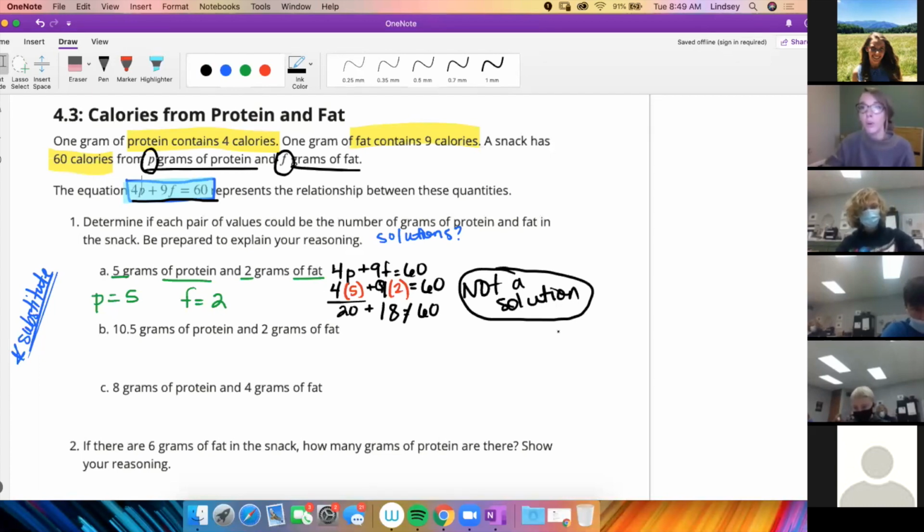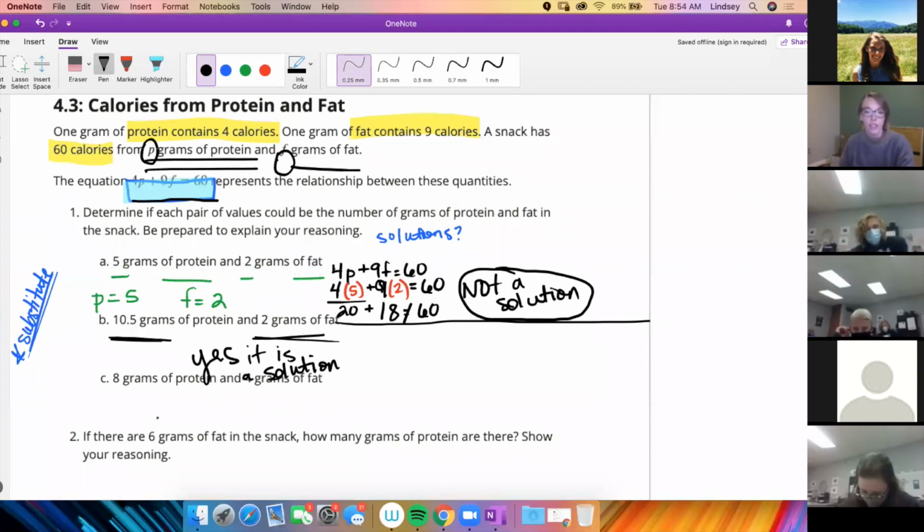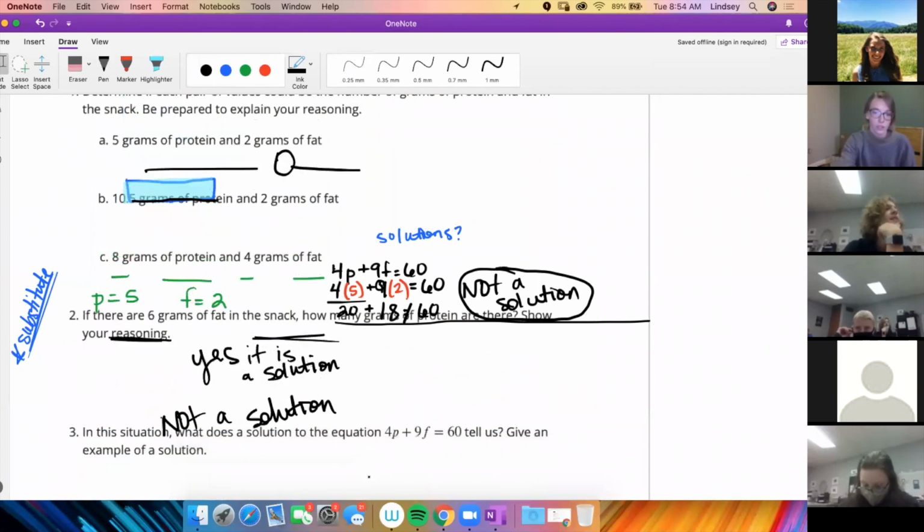Next, we have 8 grams of protein and 4 grams of fat. Is that a solution? No. No, that is not a solution. Good.